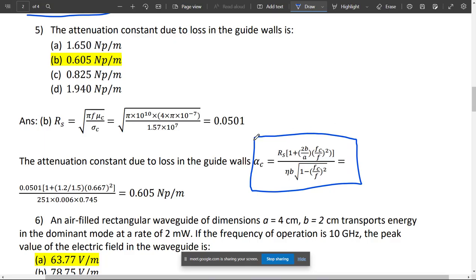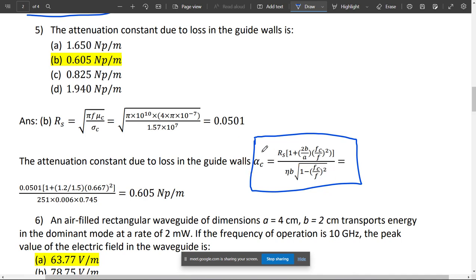I hope there will be classes, so you would have understood the formula there. You would have read the formula there. Okay, so the attenuation constant is equal to Rs into 1 plus 2b by a into (fc by f) squared, divided by nb into the square root of 1 minus (fc by f) squared.